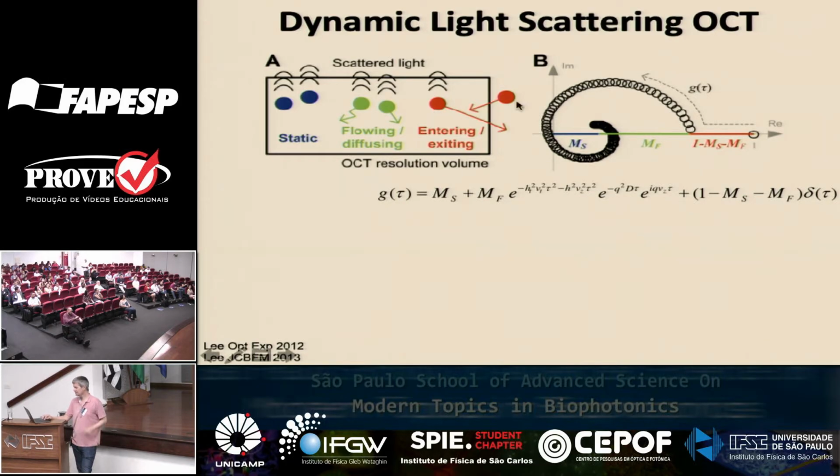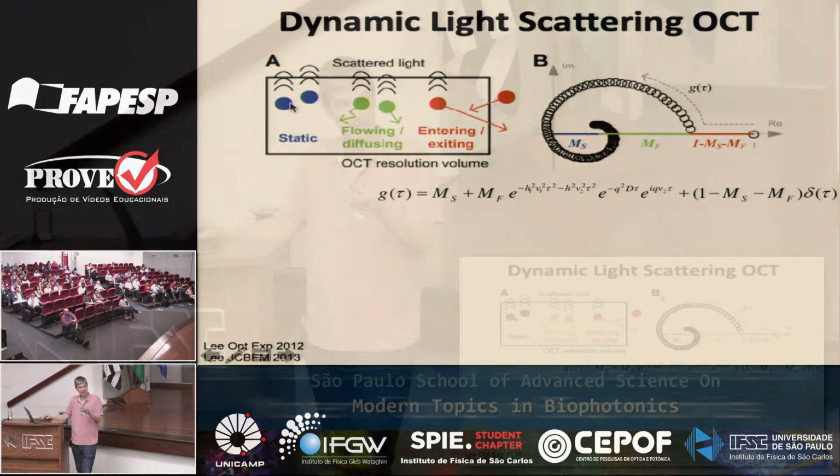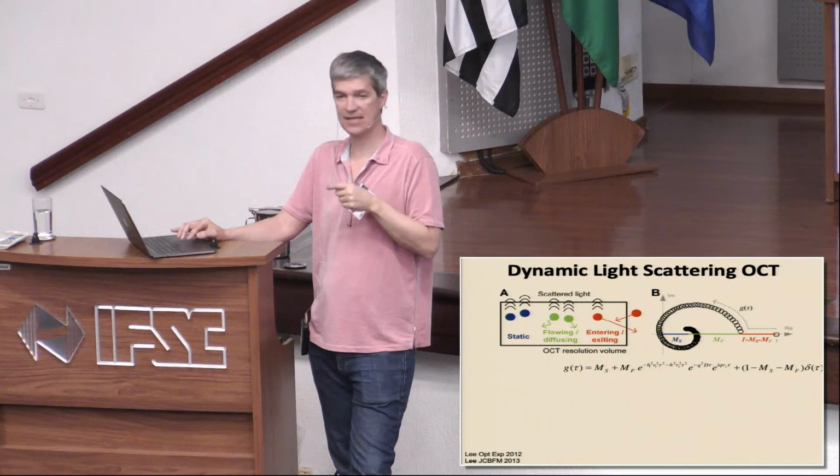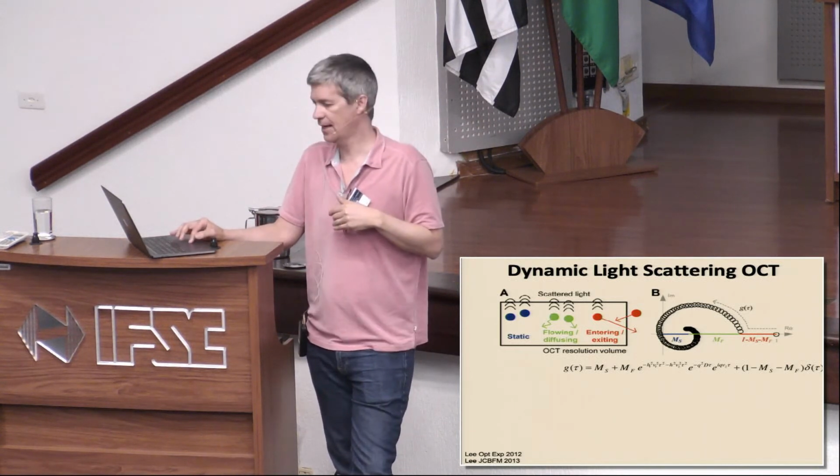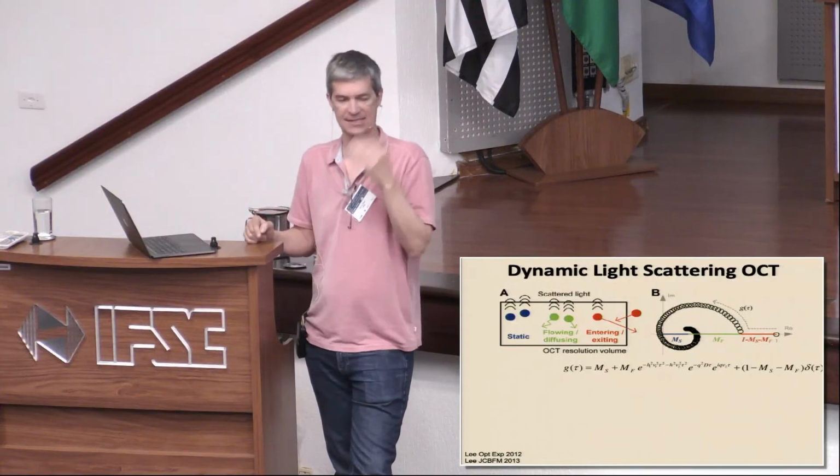But it predicts very nicely the field autocorrelation function. It's got 3 main components. We make measurements every tens of microseconds, and in tens of microseconds, 3 things can happen. A scattering particle could move in or out of the voxel that we're measuring. There could be scattering particles that are not moving, and there could be scattering particles that are either diffusing or flowing through the voxel on a time scale that's slow compared to our sampling time.